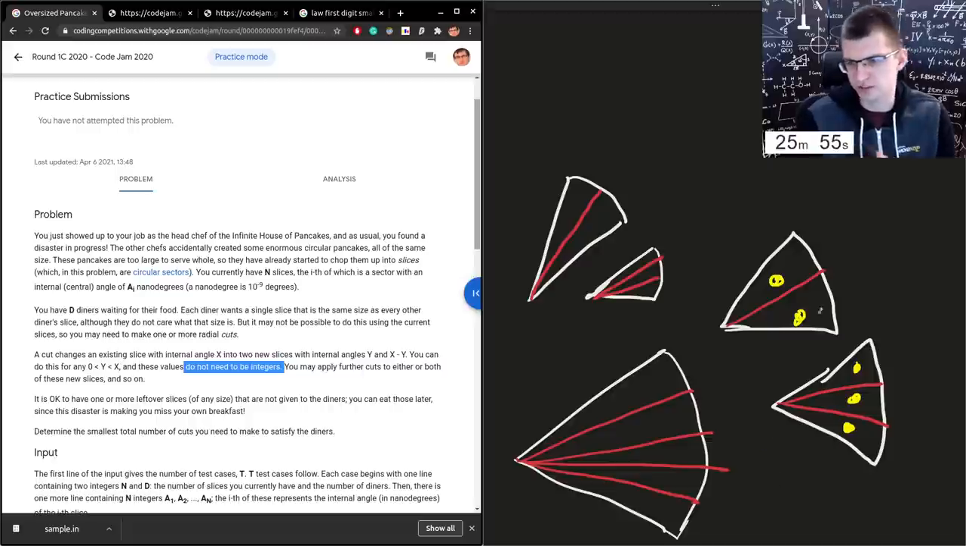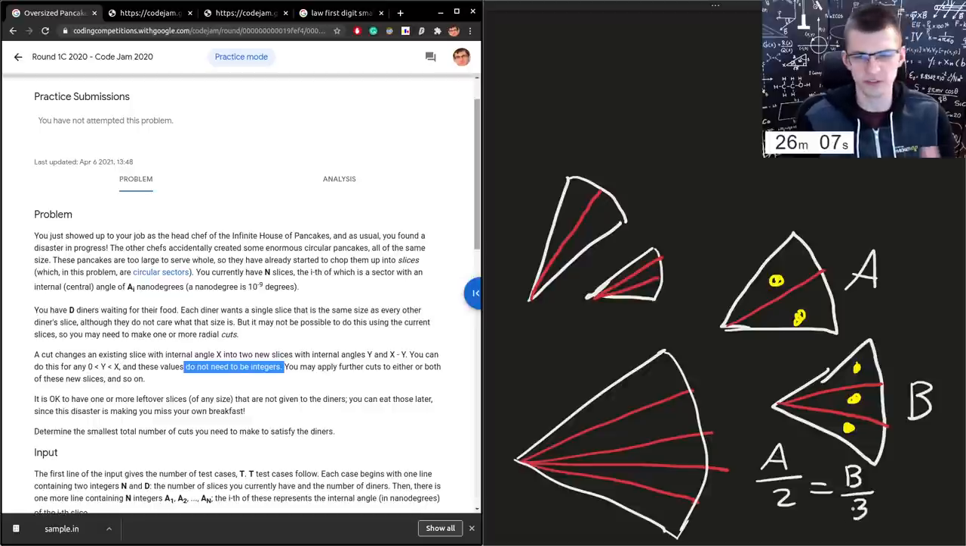Here, if the initial size of the first slice is A and this one is B, we would need this equality to be true: A over 2 is equal to B over 3. Or if you move this around, 3A is equal to B. Maybe that's useful. I still think that maybe just integers will be optimal. Maybe.